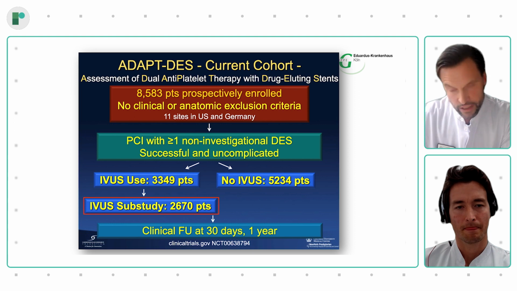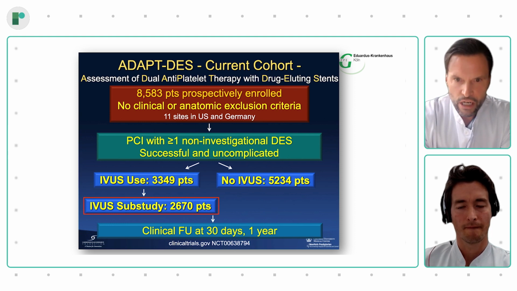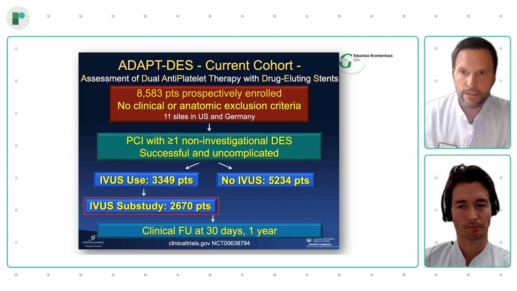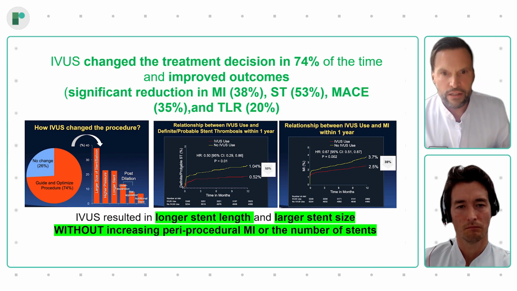But we should not only talk about how you can save time or contrast, but of course it's important to think about the patient outcomes. And this is, I would say, one of the most important aspects of the use of intravascular imaging. The ADAPT-DS trial cohort looked at how the use of intravascular imaging might have an impact on clinical outcomes, and there are several important messages from this trial.